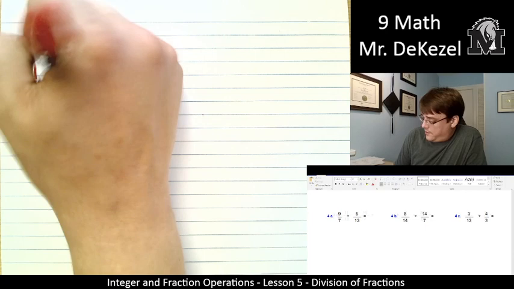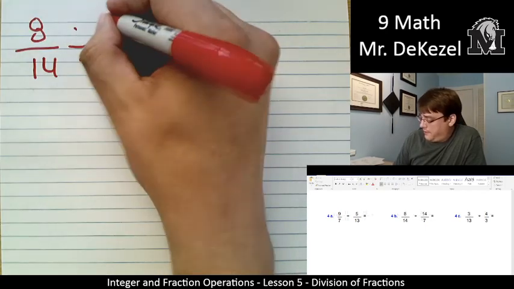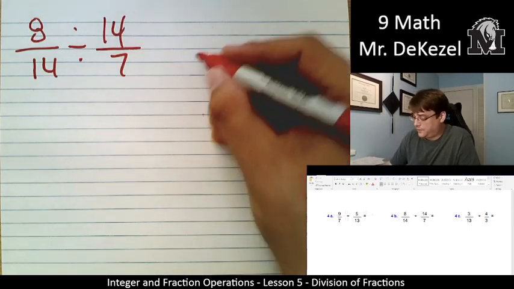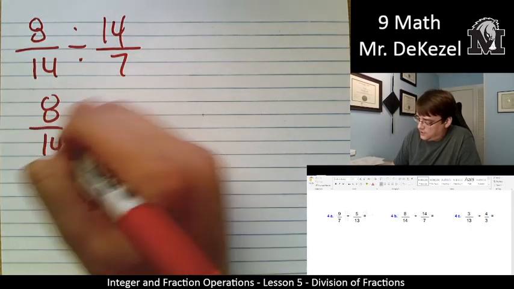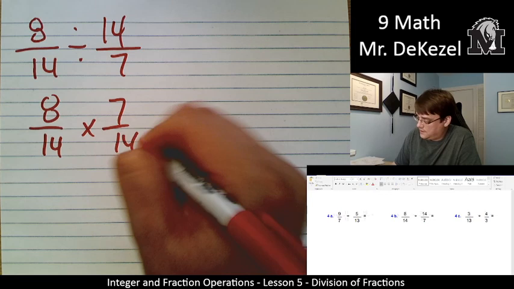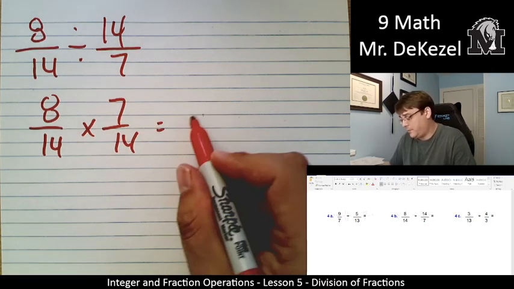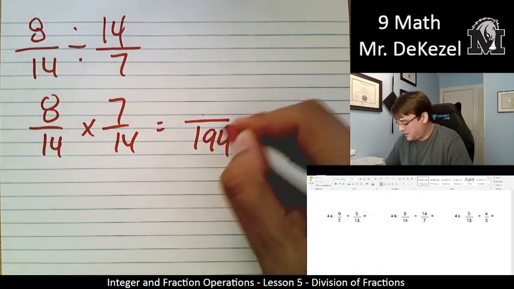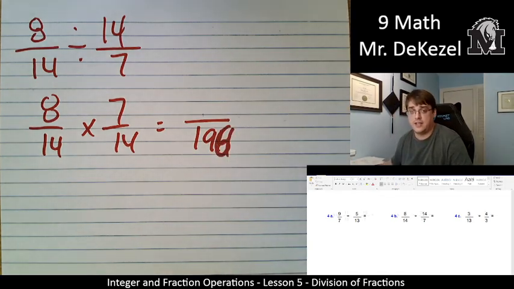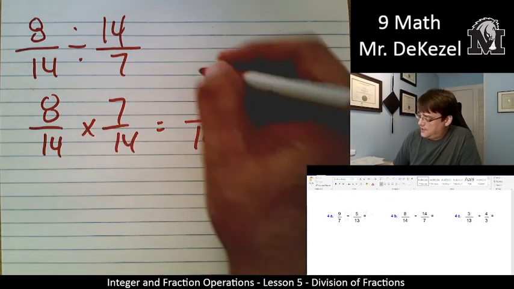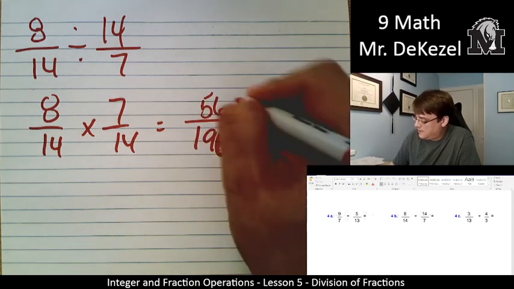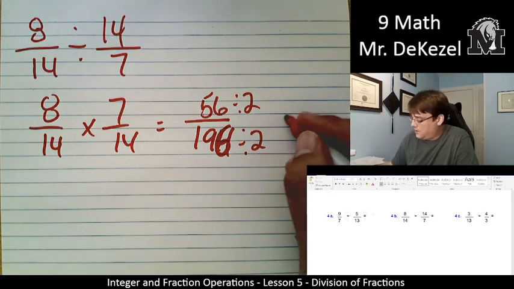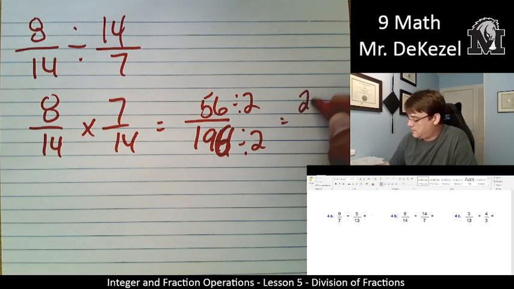8 fourteenths, all divided by 14 sevenths. I'm going to flip this over and multiply, so that's 8 fourteenths multiplied by 7 fourteenths. An easy one for me is 14 times 14, that's 196, not 4, 196. And then 8 times 7 is 56. So I can divide. I'm reducing here. I can divide both of them by 2. This one is 28.